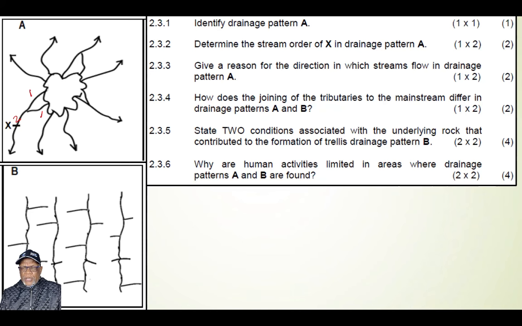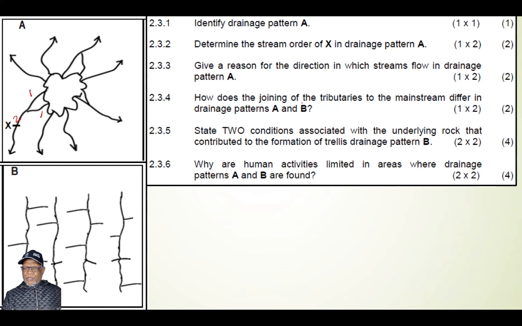The stream order there is stream order 2. Give reasons for the direction in which the streams flow in drainage pattern. So the streams are flowing from the high-lying area. Give the reason. The streams are simply flowing from the higher lying area.